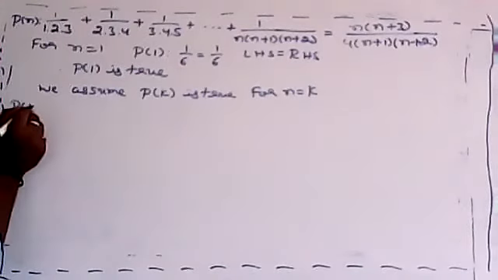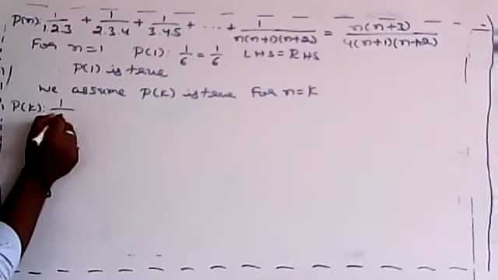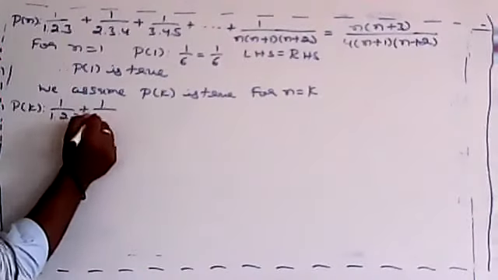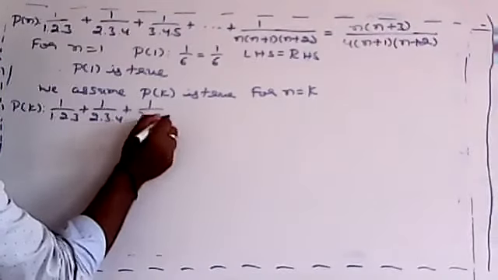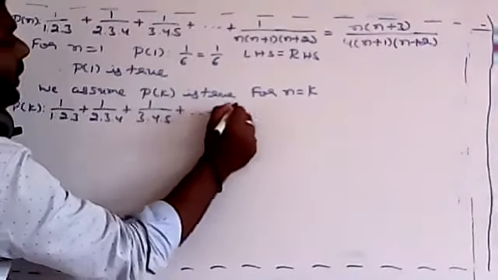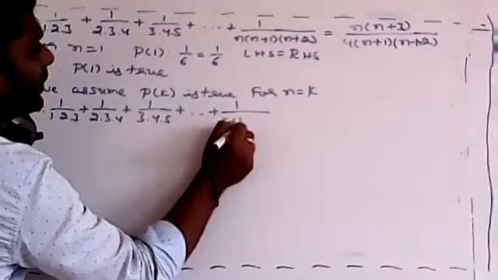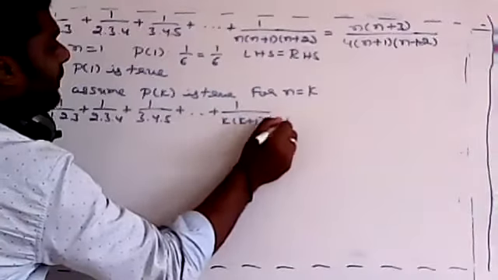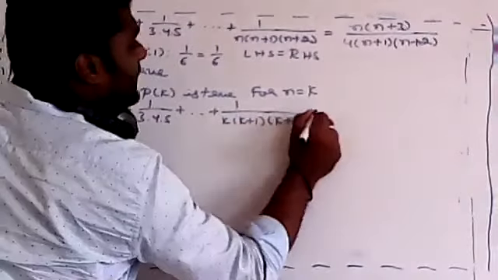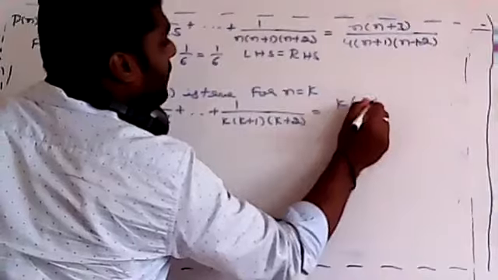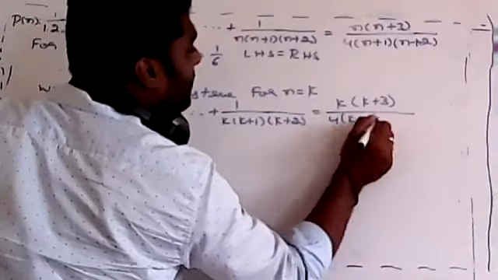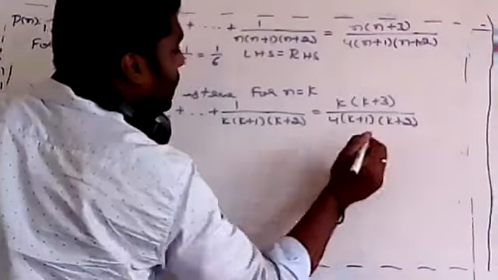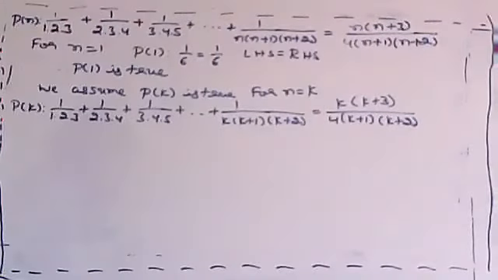P of k: 1 by 1 into 2 into 3 plus 1 by 2 into 3 into 4 plus 1 by 3 into 4 into 5 and so on up to 1 by k into k plus 1 into k plus 2 is equal to k into k plus 3 divided by 4 times of k plus 1 into k plus 2. That is P of k. Correct?